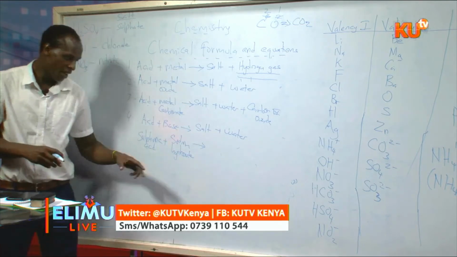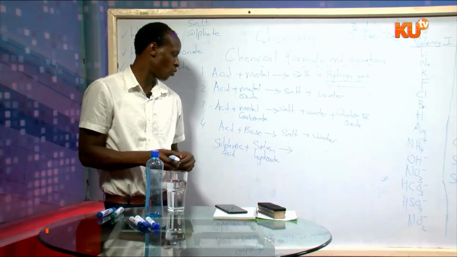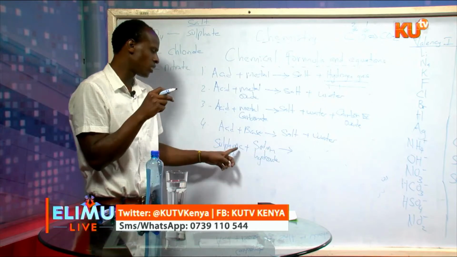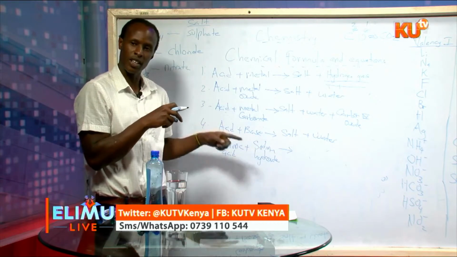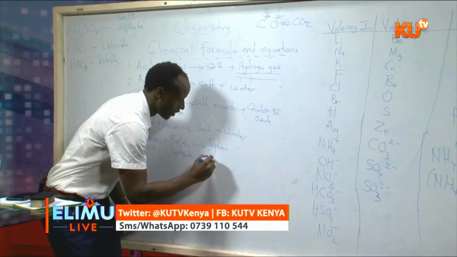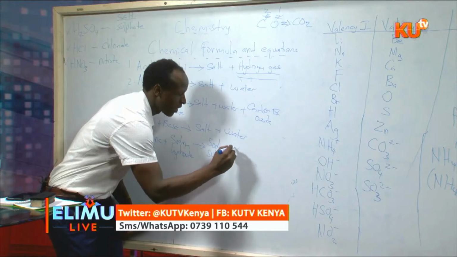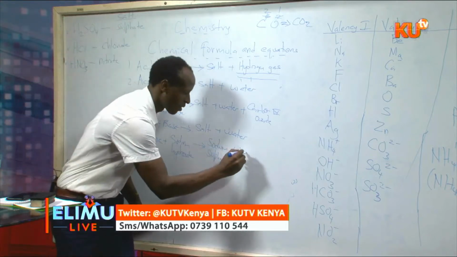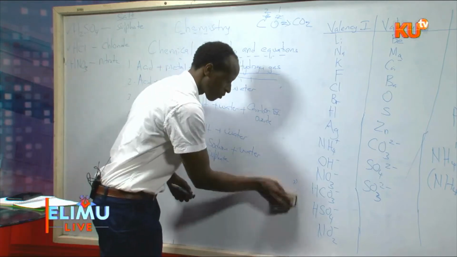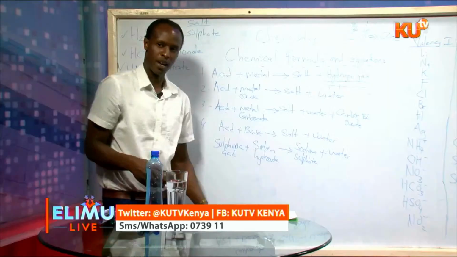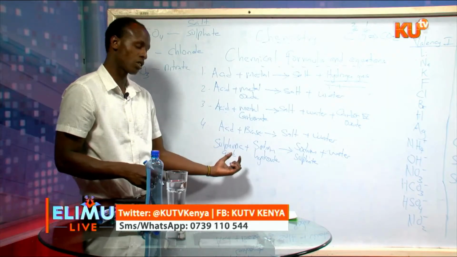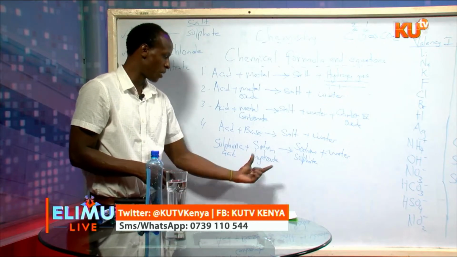Because it's a hydroxide, it's a base. Which salt do you get? We said the salt always depends on which metal you are using and which acid. Because it's sodium and sulfuric, the salt will be sodium sulfate, plus water. That's the word equation: sodium sulfate plus water. Now we want the chemical equation of a neutralization reaction between sulfuric acid and sodium hydroxide.